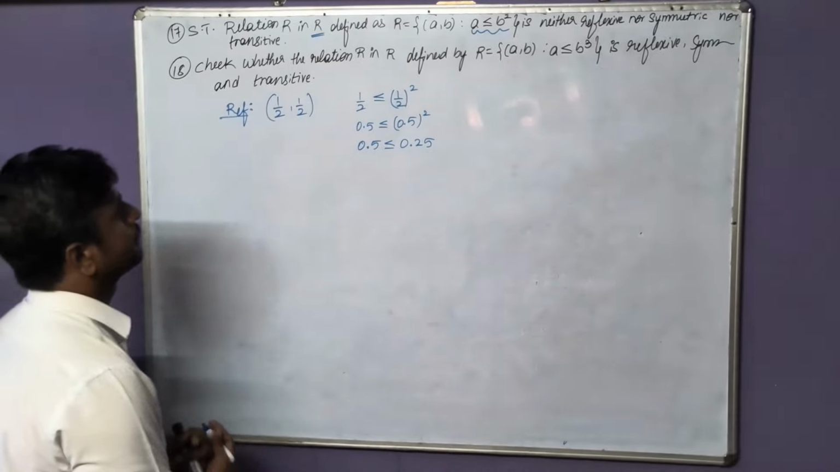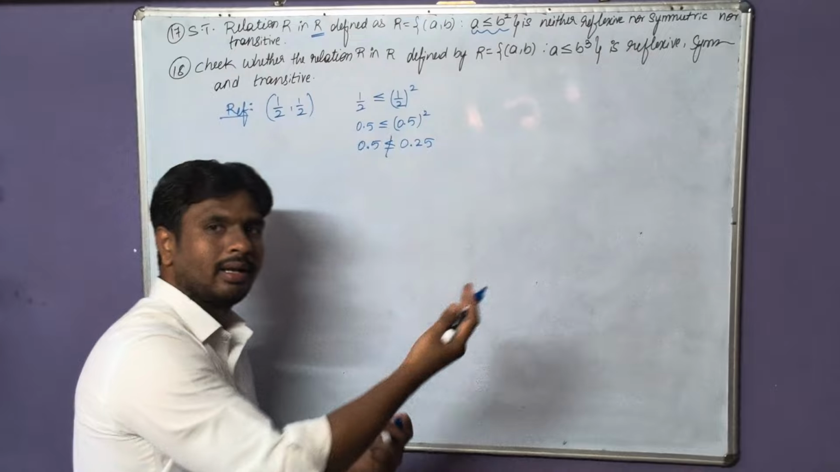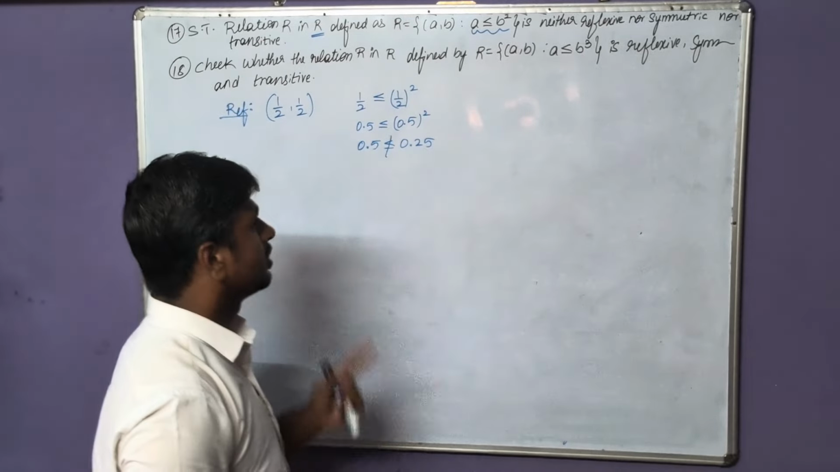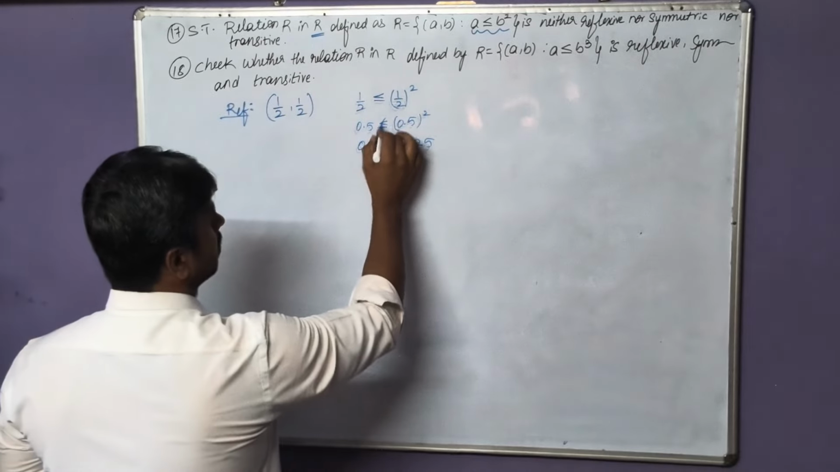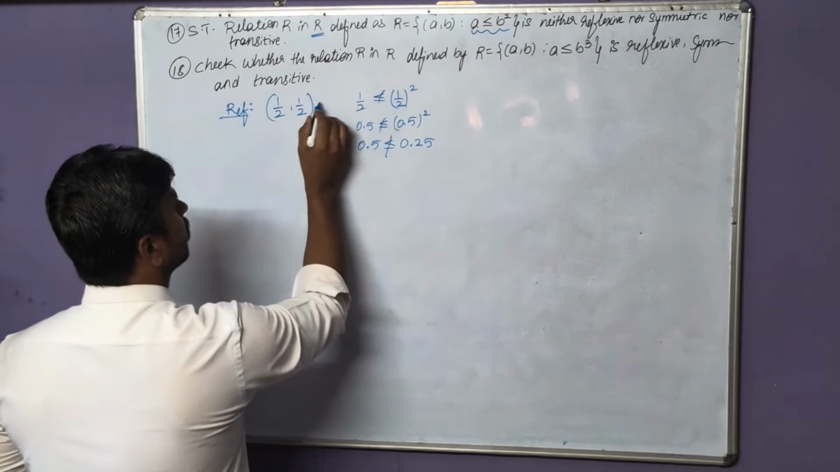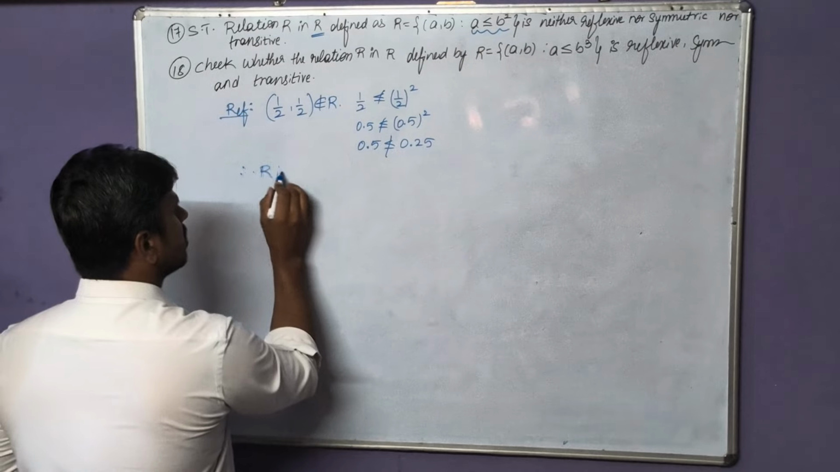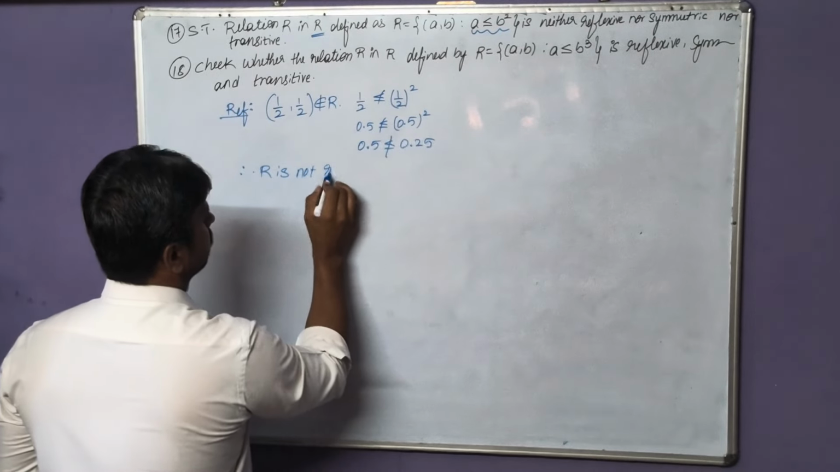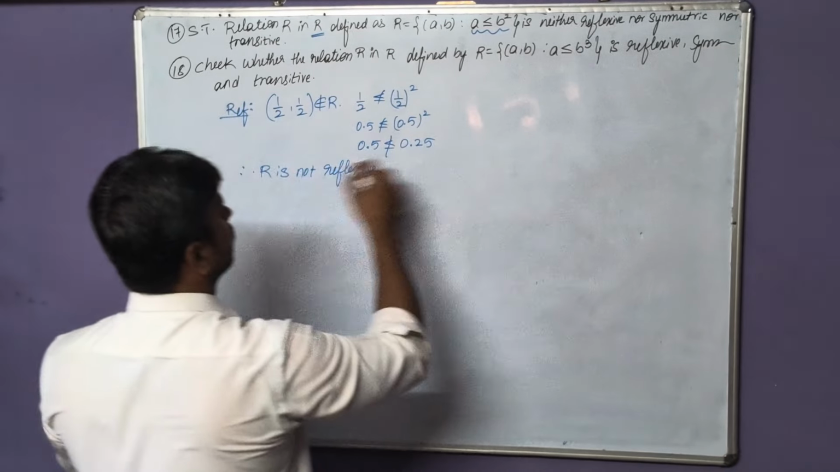So here the given condition is not satisfied because 0.5 is not lesser than 0.25. Actually, 0.5 is greater than 0.25. Since the condition is not satisfied, we can say that (1 by 2, 1 by 2) does not belong to R. Therefore the relation R is not reflexive. Clear? For both the questions we can consider the same. This is for the first question.